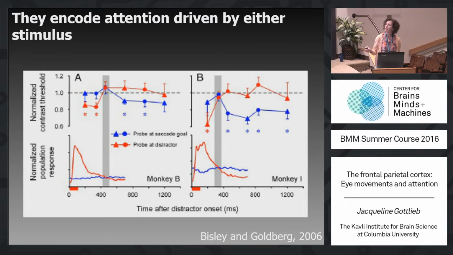So you can see that the balance of activity in LIP shifts at the same time that the perceptual thresholds shift between the two locations. Okay? So this is, to this date, I think the most solid evidence that this priority response indeed has something to do with the perceptual modulations that are taken as an index of perceptual attention.